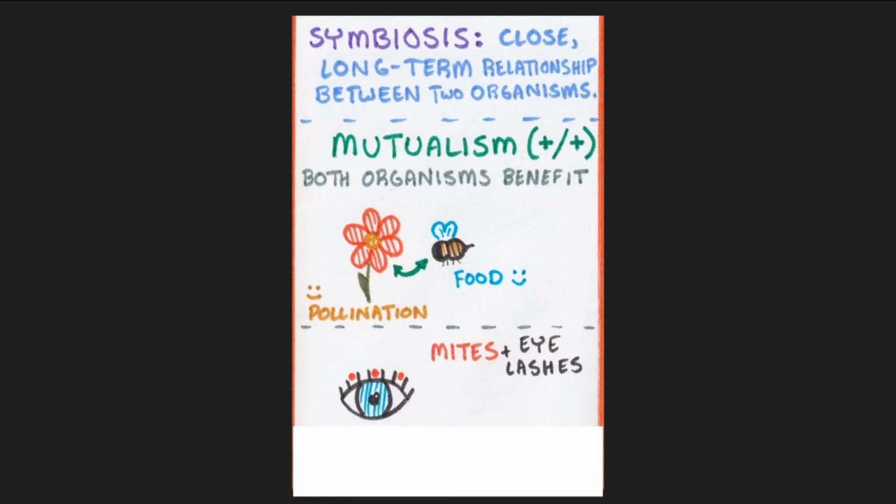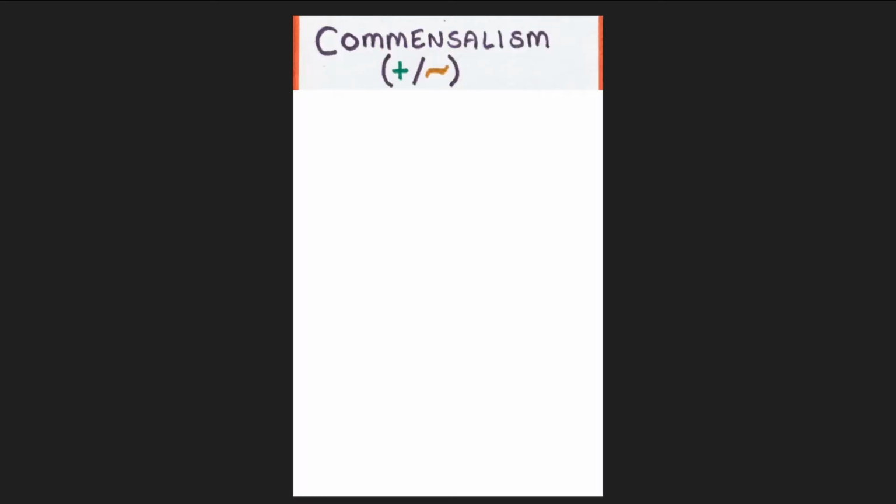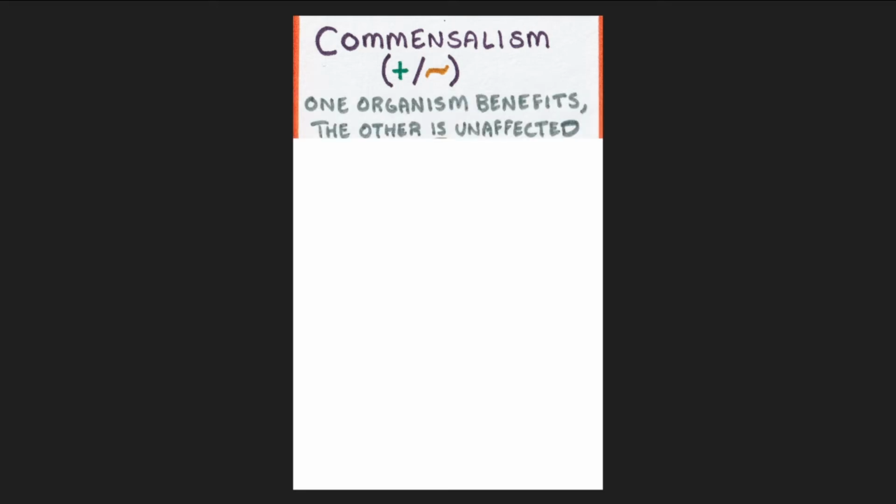So your mites and eyelashes have a mutualistic relationship. Next, commensalism. No, this is not communism. Read the whole word. Commensalism. Notice there that it's a plus sign and then kind of like a tilde. It's like that wiggly sign. That just means and that's pretty much the definition of commensalism: one organism benefits and the other is unaffected.